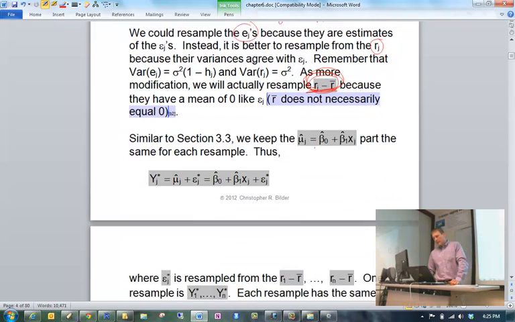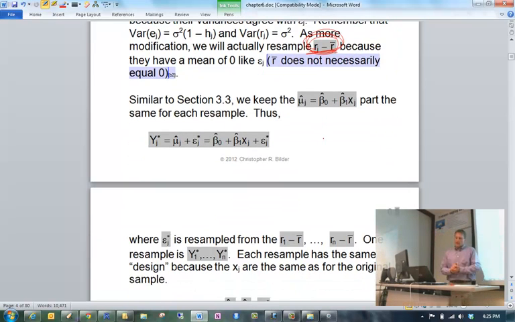So, what's y star then? Y star comes about the following way. You simply take beta hat 0 plus beta hat 1 times x sub j plus epsilon sub j star, where these are resampled with replacement from the r sub j minus r bars. Okay? So form all that together, you get a y star.